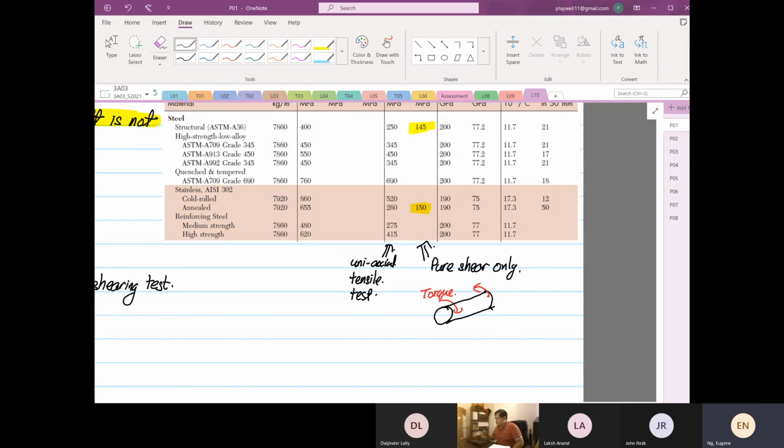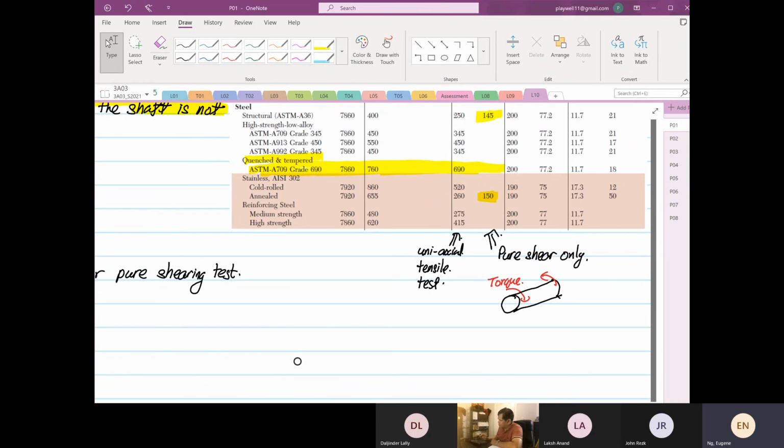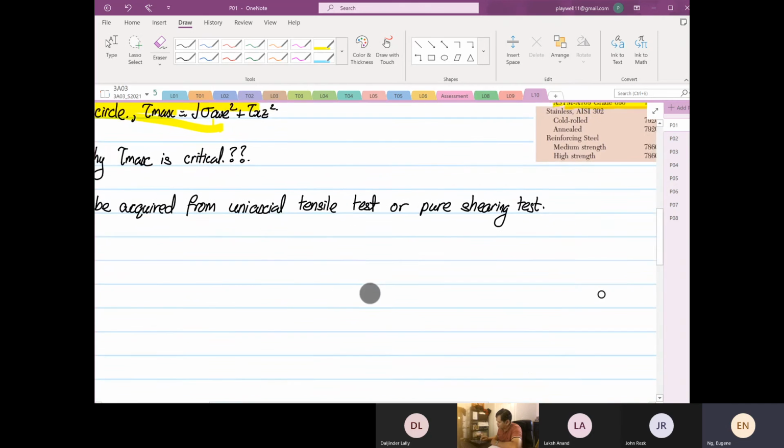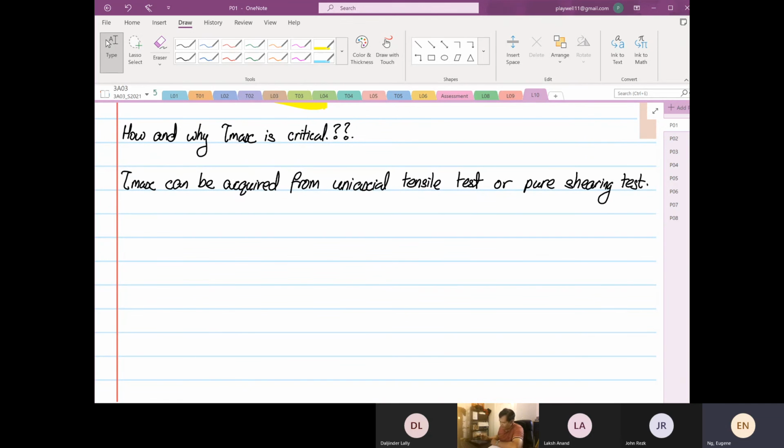So what can you do? The thing now is, let's say you want to use a steel. Over here there is a quench tempered steel, but you don't have that value. You only have tensile test data. What can you actually do? So I'm going to teach you now. If you are not given the shearing test and you only have the tensile test, this is what you could do.